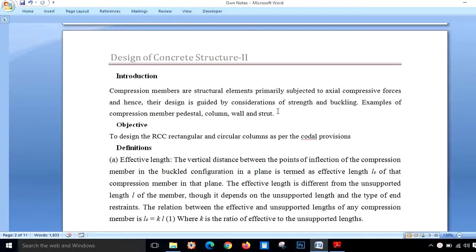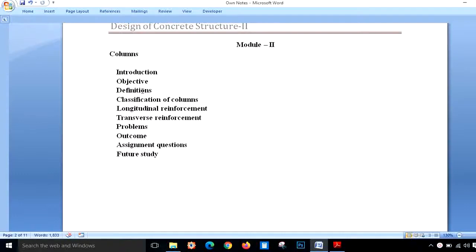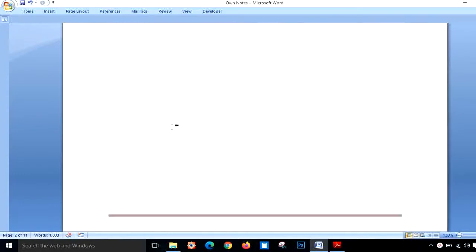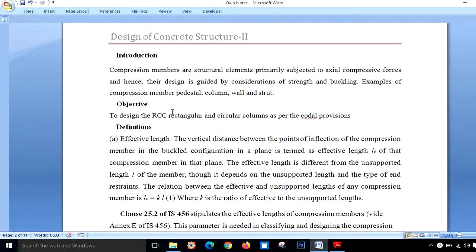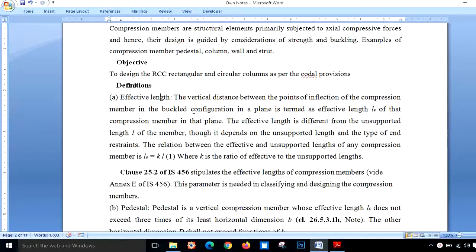So in previous session we have discussed about the IS code specifications for design of columns. So we will continue it further. You can see in previous session we have discussed about the introduction, what is called as column, and a few of the important definitions. A very important thing which we have studied is effective length.